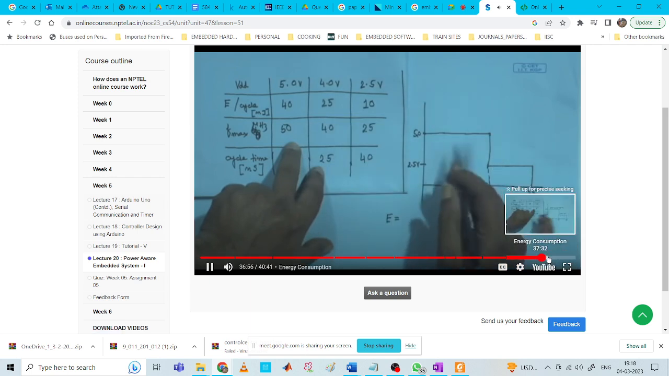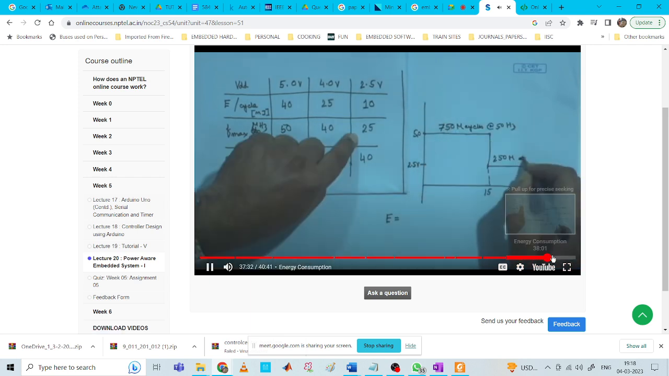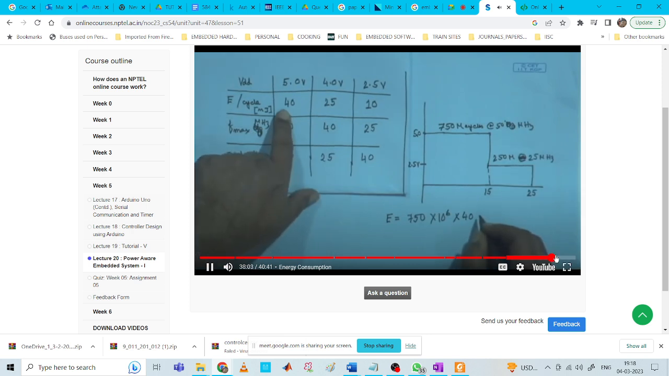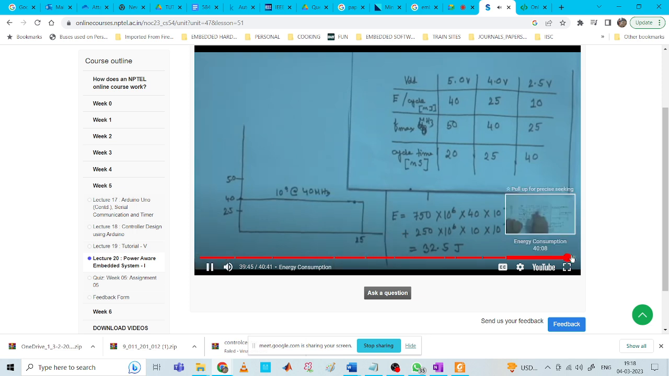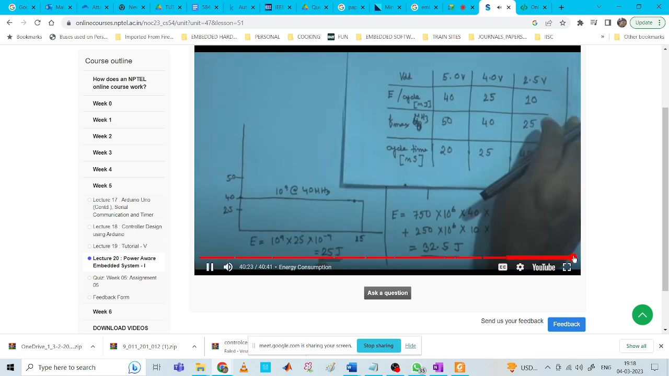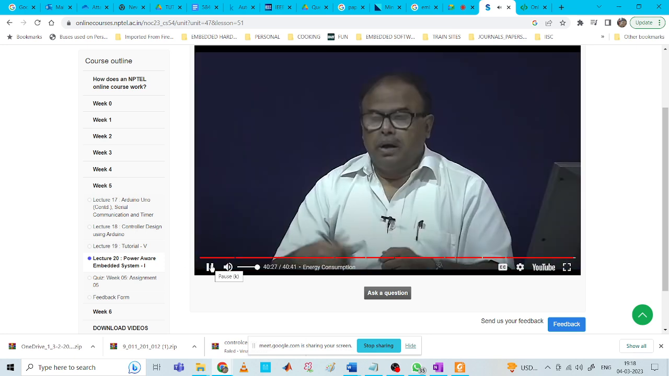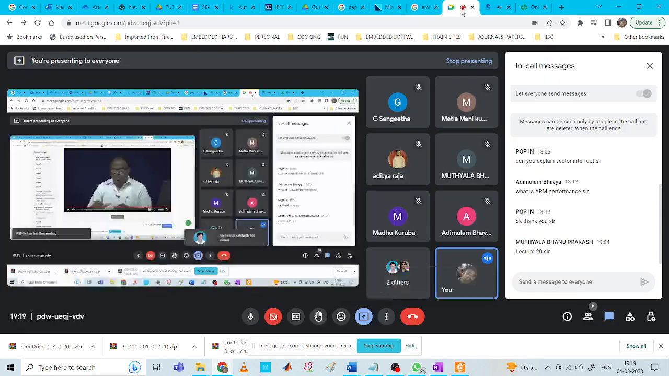So I have run actually 750 megacycles here. Cycle, right? Here we got seconds, right? What will be the energy consumption? Okay, stop here. Okay, I got it.